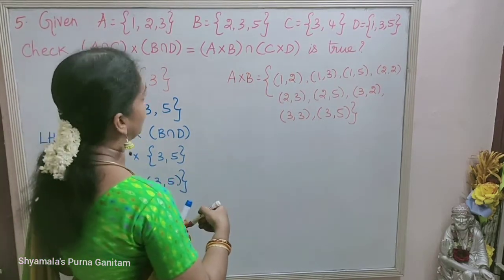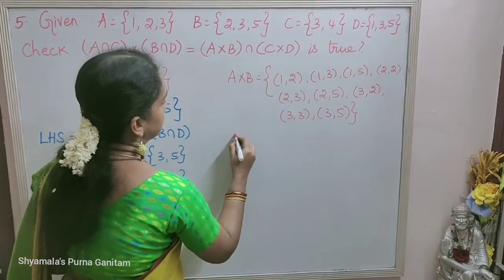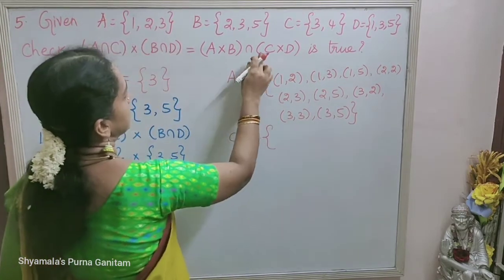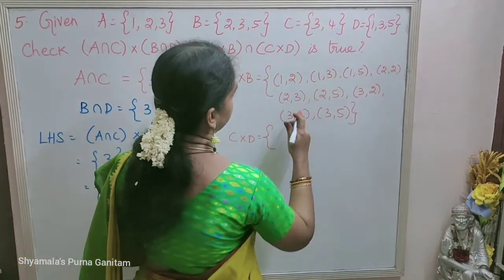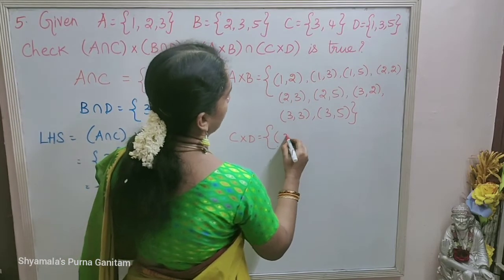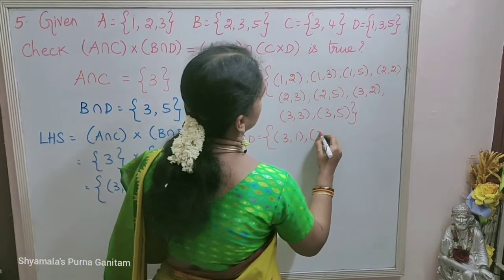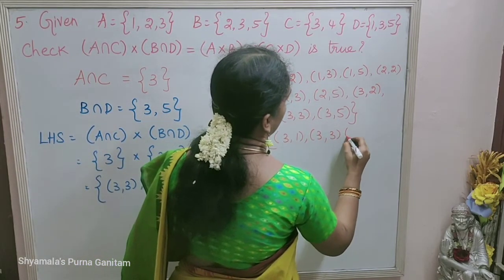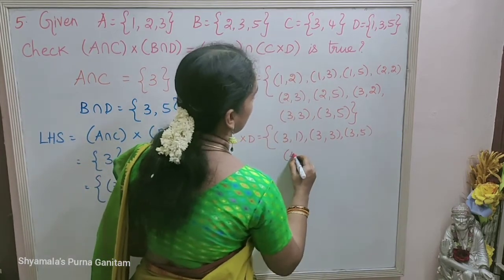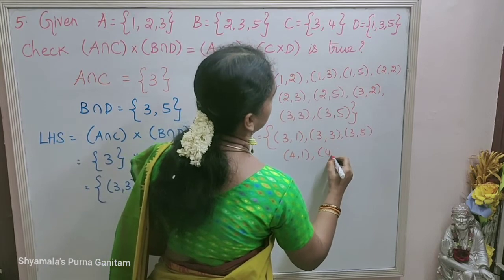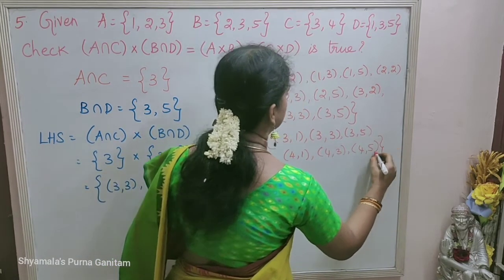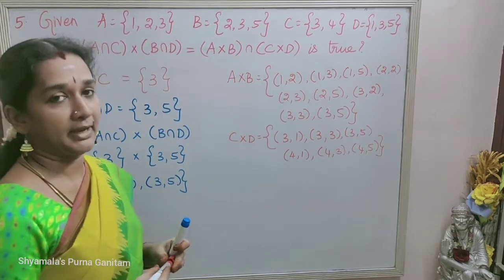Same way we will do for C cross D also. C cross D, so C and D. Here 2 elements, here 3 elements. So (3, 1), (3, 3) and (3, 5). Okay, then (4, 1), (4, 3) and (4, 5). So these are the ordered pairs we got.